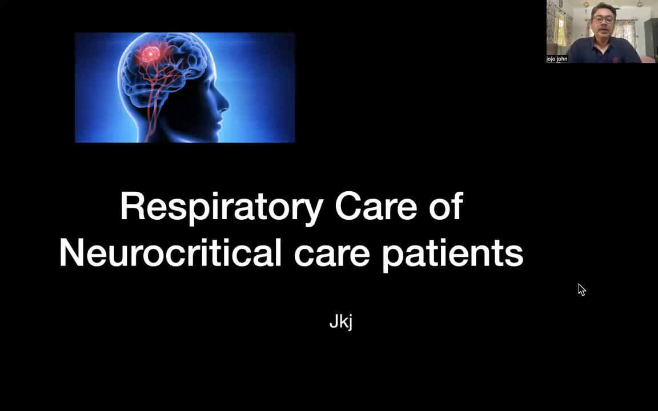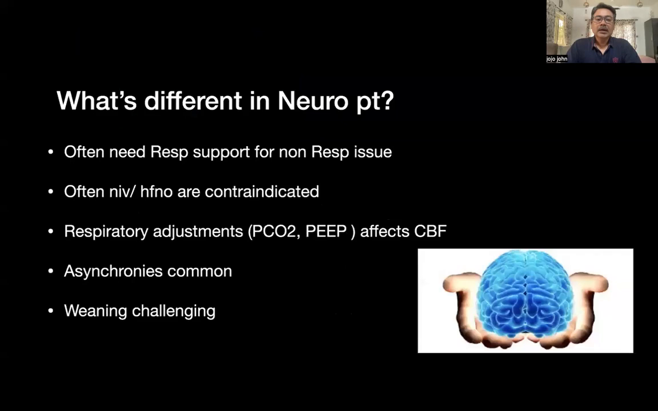Good evening. We will now discuss the respiratory care of neurocritical care patients. Respiratory care in these patients is slightly different from the patients in the general ICU. They often require respiratory support for non-respiratory causes. Often they have normal lungs. Issues like altered sensorium, inability to cough or preserve their airway could be real issues.